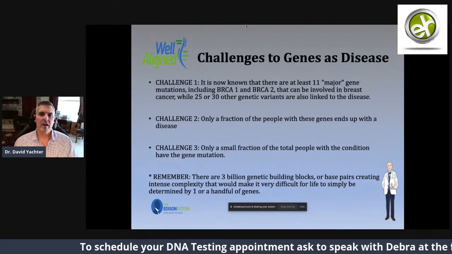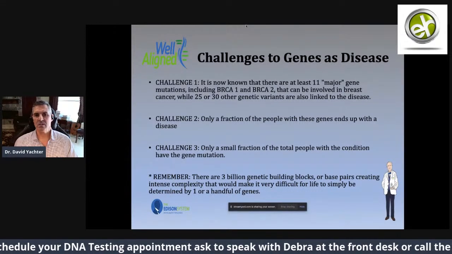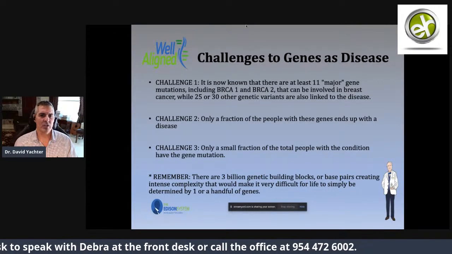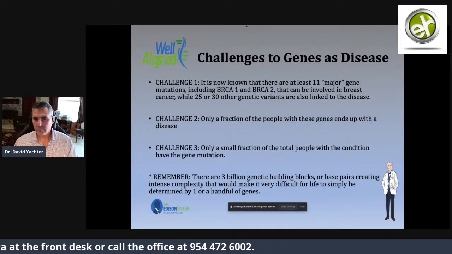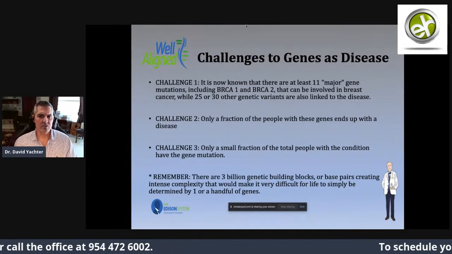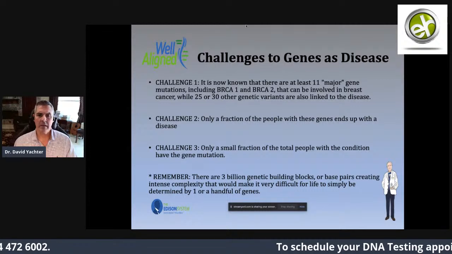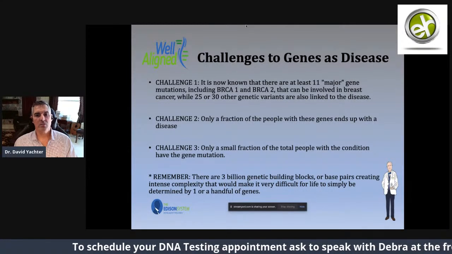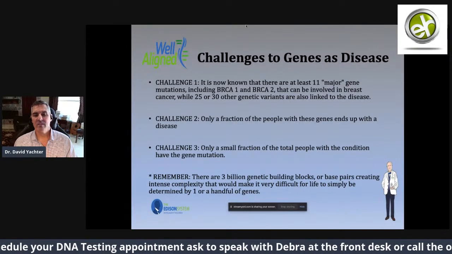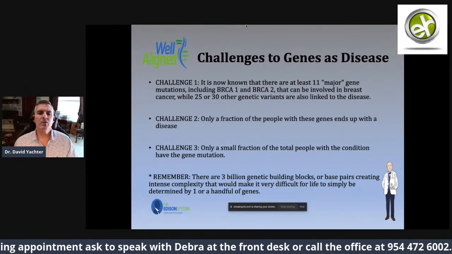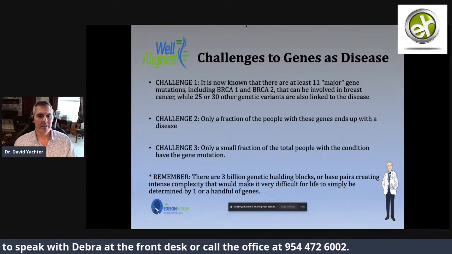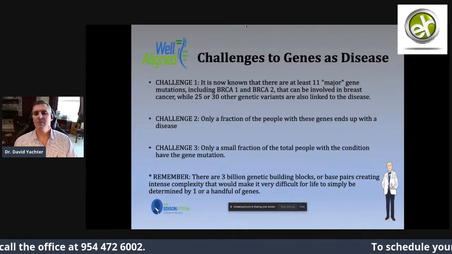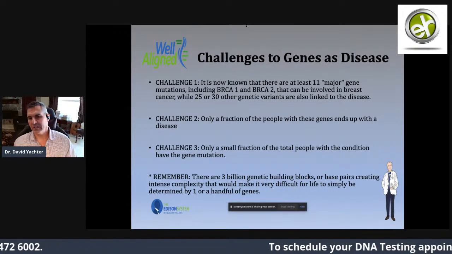So the challenges we have with genes like this being linked to disease are, number one, there are at least 11 major gene mutations and 25 or 30 other genetic variants also linked to the disease, so it's really hard to peg. Number two, only a fraction of the people with these genes ends up with the disease. Number three, only a small fraction of the total people with the condition have the gene mutation. Remember, there are 3 billion genetic building blocks, or base pairs, creating intense complexity that would make it very difficult for life to be determined by one or a handful of genes.